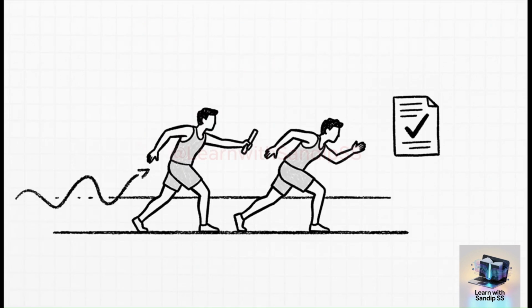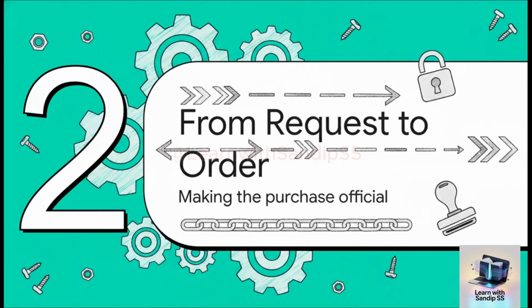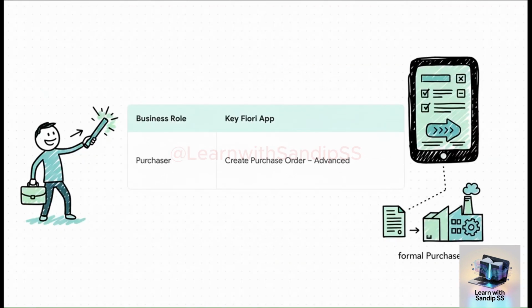And just like that, boom, the first leg of our relay is already done. The purchase requisition exists, and the baton is now officially ready to be handed off to the next person in line. So now we're going to move from an internal wish list to an official external commitment. This is the part where the request gets real. The baton is passed smoothly to the purchaser. This person's world is the Create Purchase Order Advanced Fiori app.